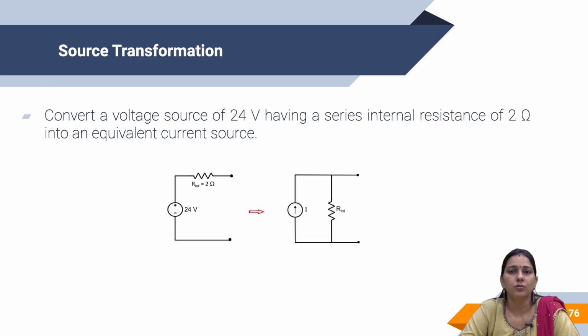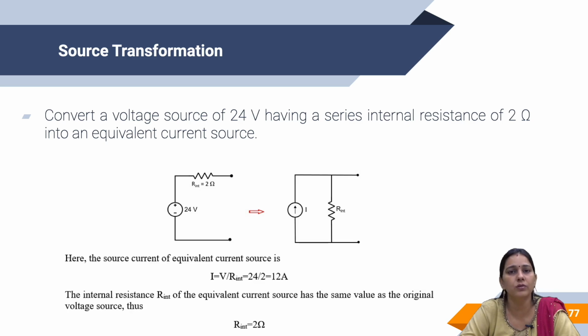Continuing with the source transformation numerical problems, let us discuss a problem based upon the concept that we have studied. You have to convert a voltage source of 24 volts having a series internal resistance of 2 ohms. Now, you have to identify the equivalent current source. So, how would you calculate the value of the current source and the value of the resistance?